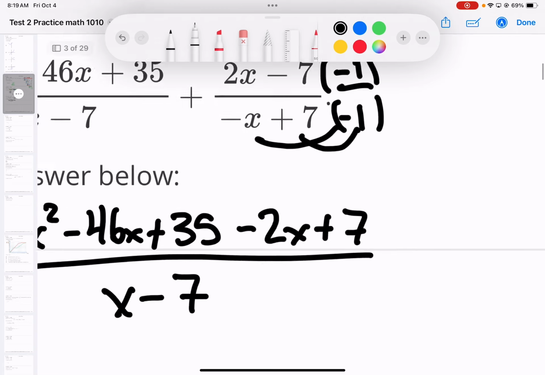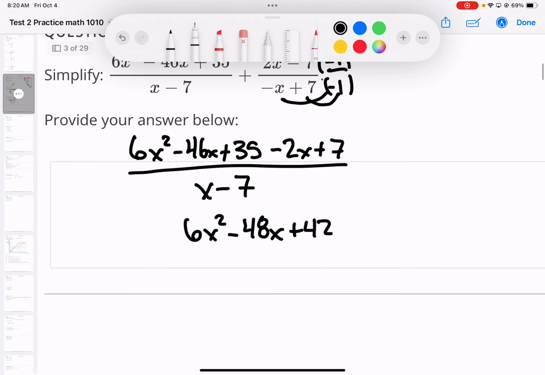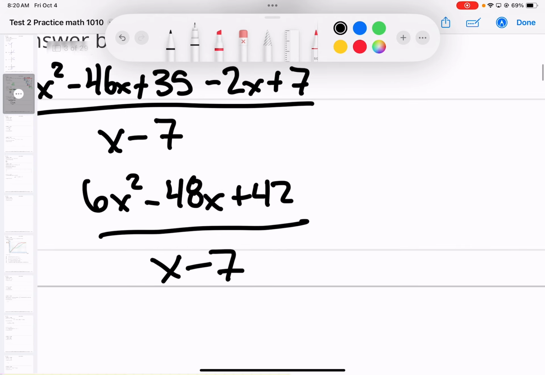So now we're going to combine like terms. We still have 6x squared minus 48x plus 42. We need to check to see if there's something we can factor here. I don't know if there is or not. I know I can factor out a 6. So we got x squared minus 8x plus 7.